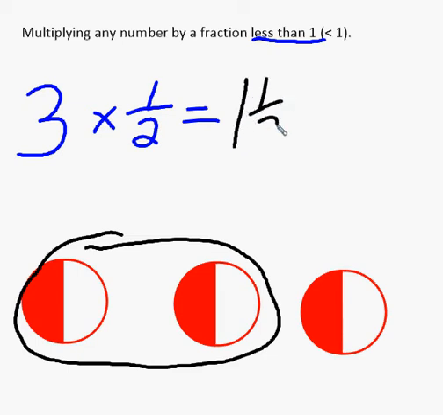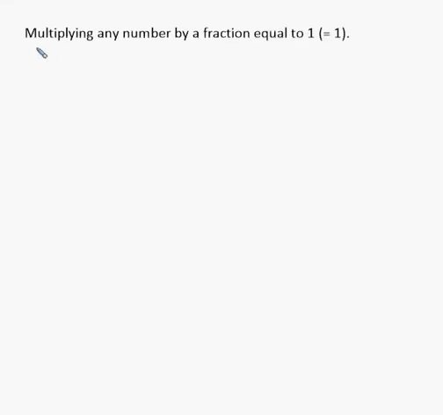So what results when I take any number multiplied by a fraction less than 1? My product is less than the original number I started with. Okay, and we're going to move right along here with multiplying any number by a fraction that's equal to 1.